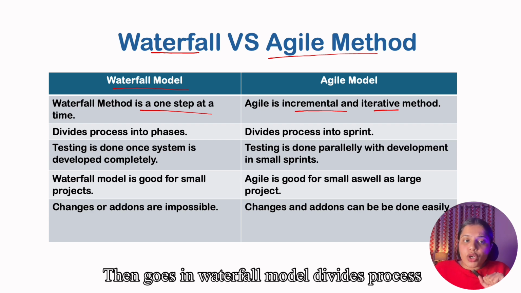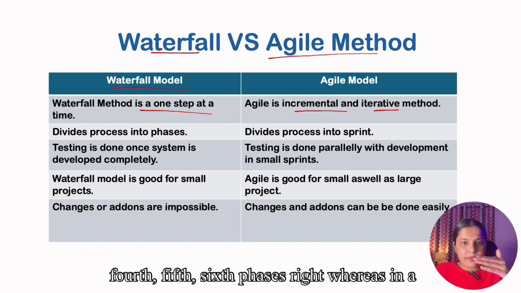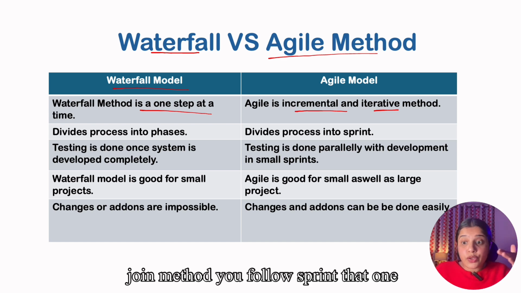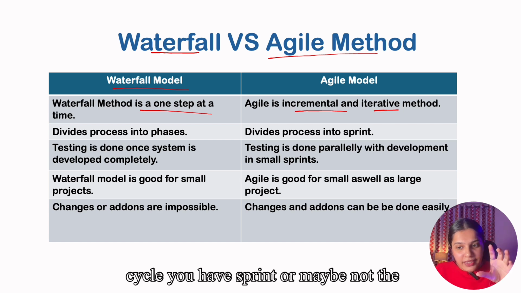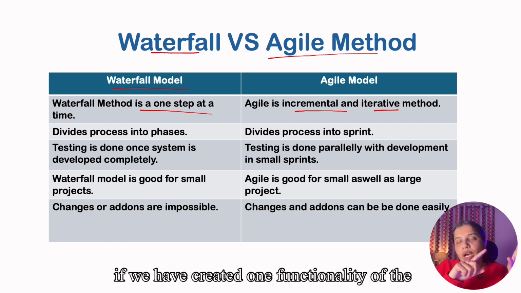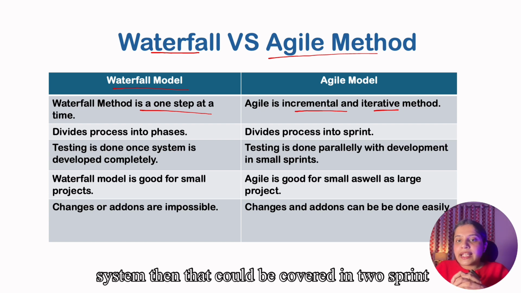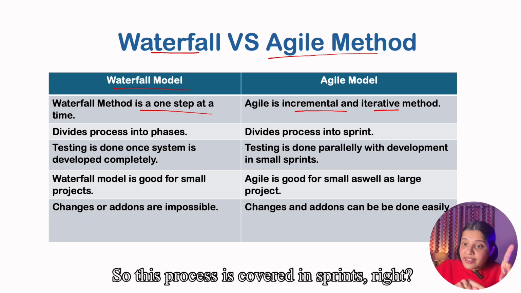Then the waterfall model divides the process into phases. You have first, second, third, fourth, fifth, sixth phases. Whereas in the agile method, you follow sprints. Or maybe not the complete cycle; many sprints can create one cycle. Maybe if we have created one functionality of the system, then that could be covered in 2 sprints or maybe 3 sprints. So this process is covered in sprints.